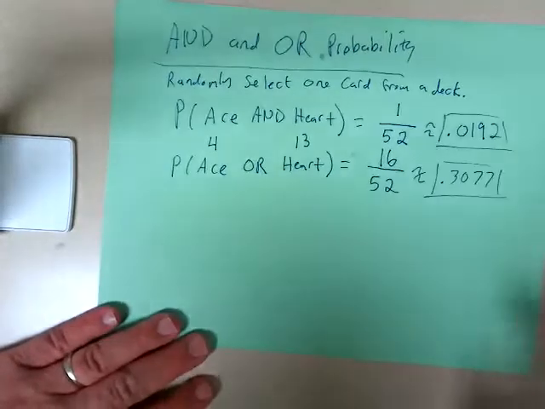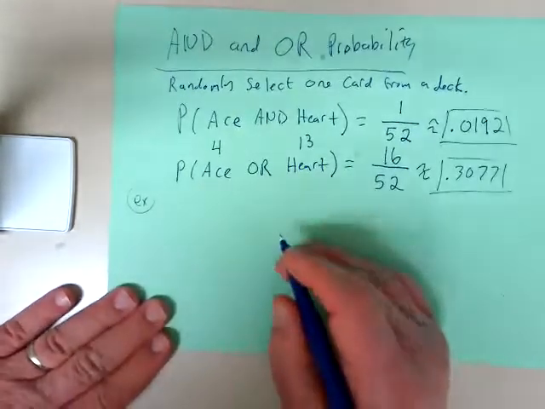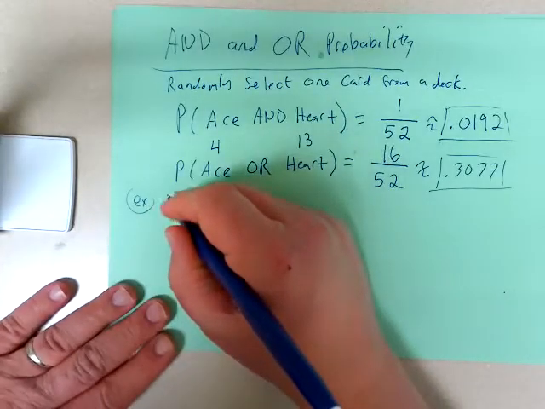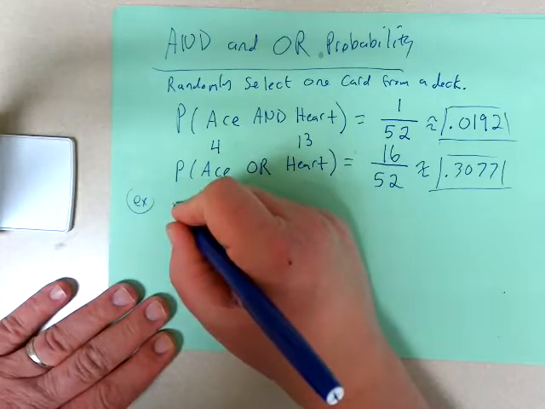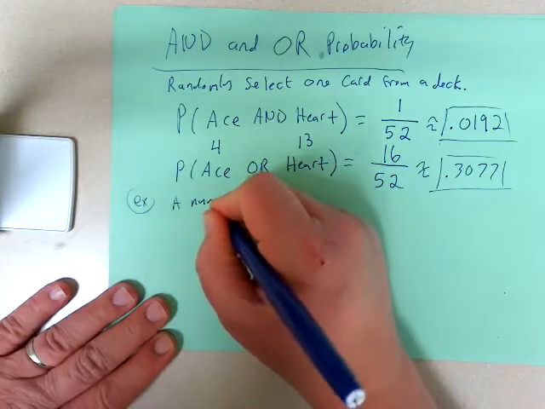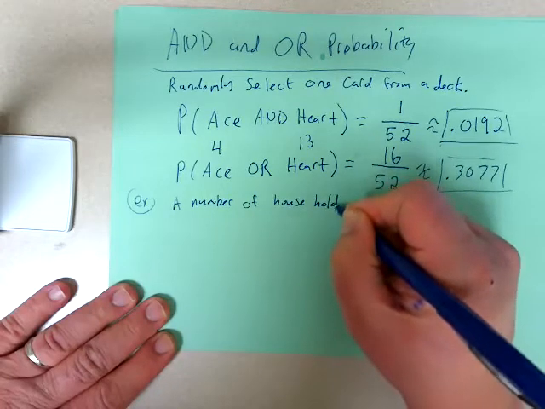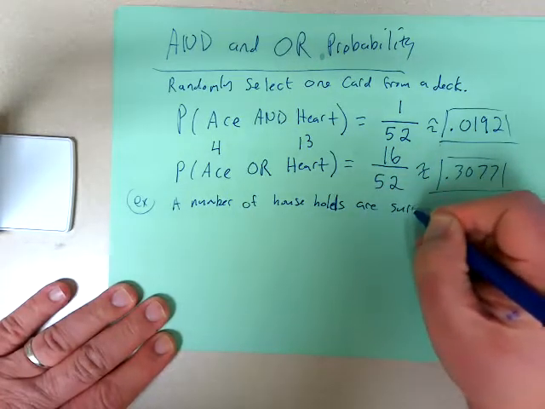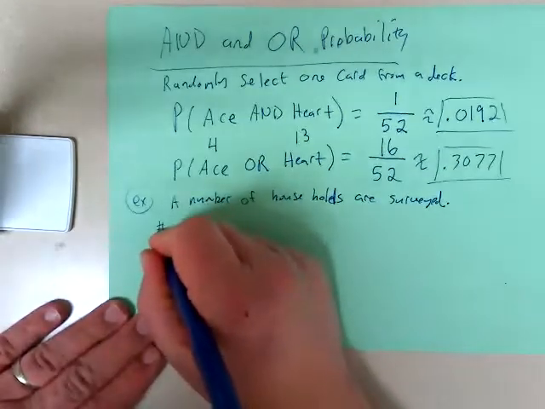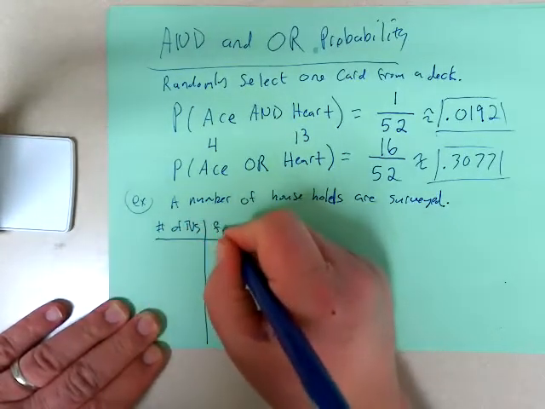Okay, so now there's one last thing I want to look at here, and that's this. Let's say a survey of households is taken. Okay, so let's say a number of households are surveyed. And let's say they're asked how many TVs they have. So we got like number of TVs. And this would be like the frequency.